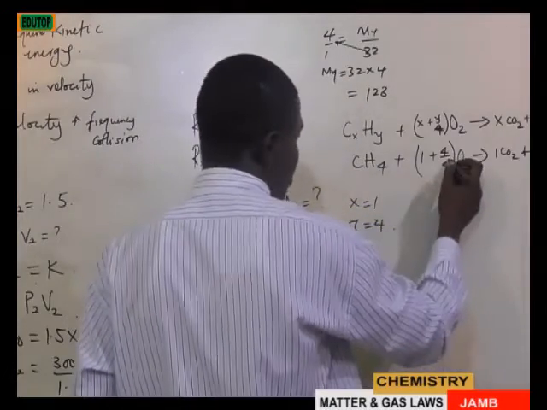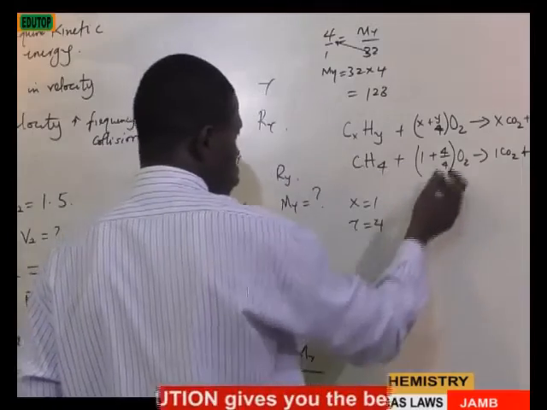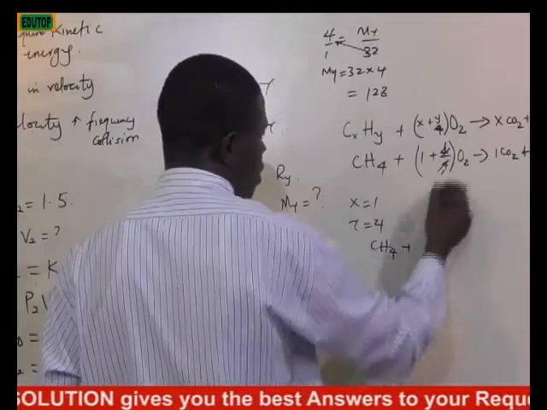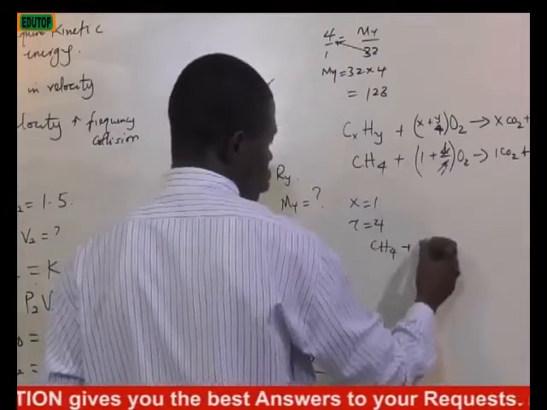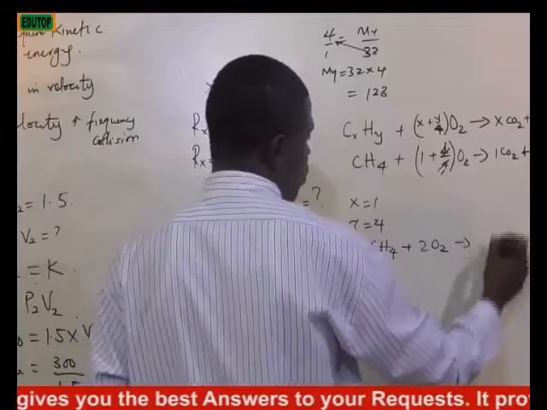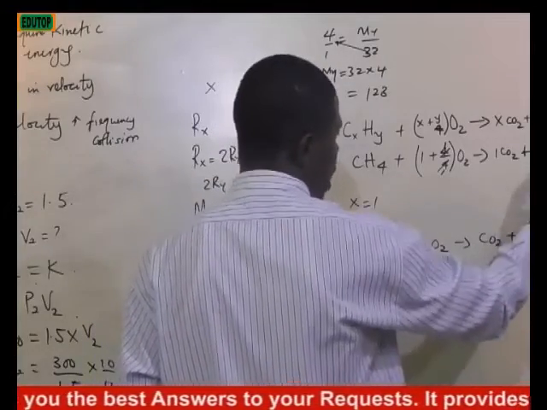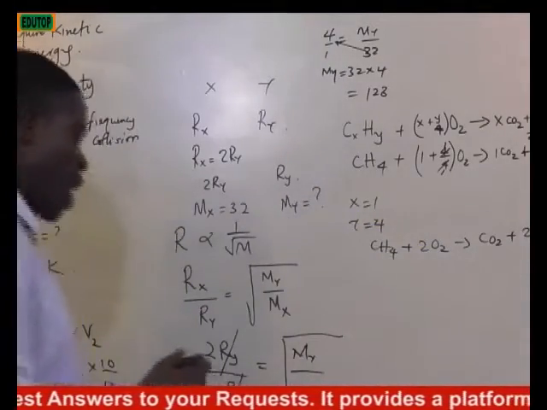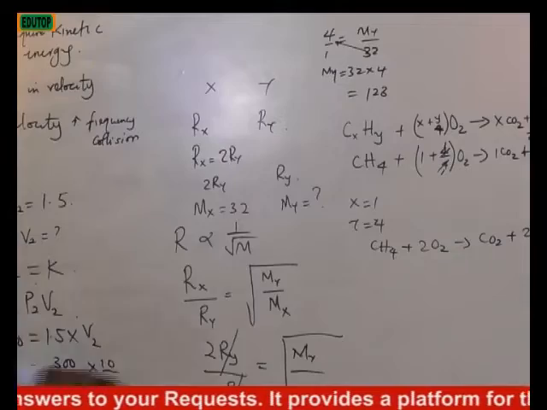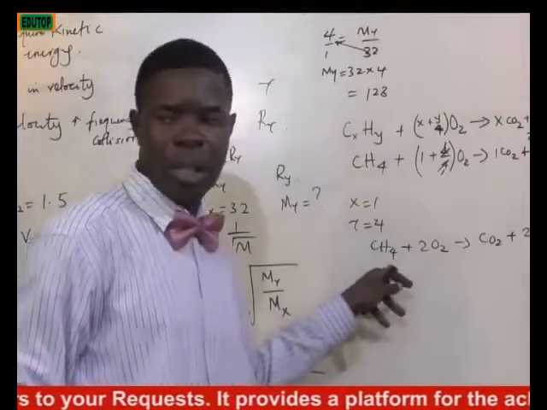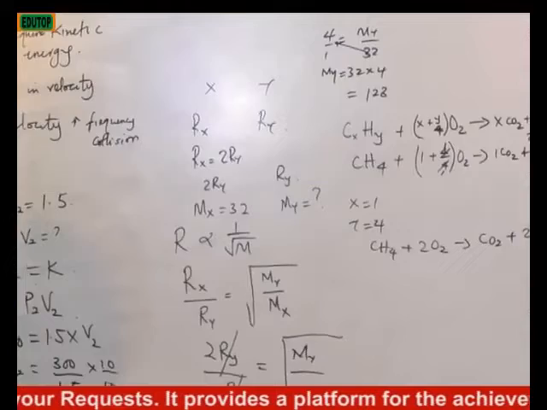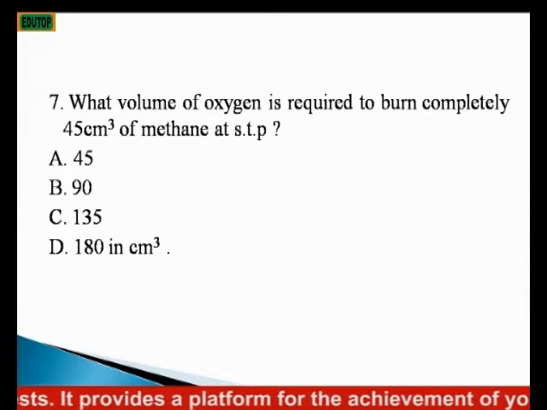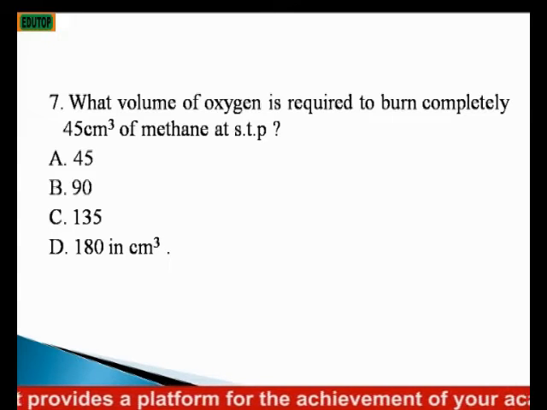So let's write this in a presentable format. 4 can cancel 4. We have CH4 plus, this is 1 over 1, which is 1, 1 plus 1 is 2, O2. Then it will give us CO2 plus 2H2O. So this is a balanced equation for the combustion of methane. Now the question says, what volume of oxygen is required to burn completely 45 cm³ of methane?